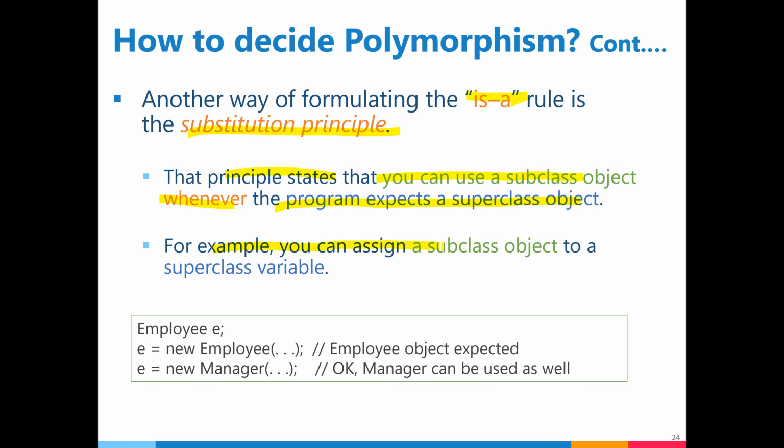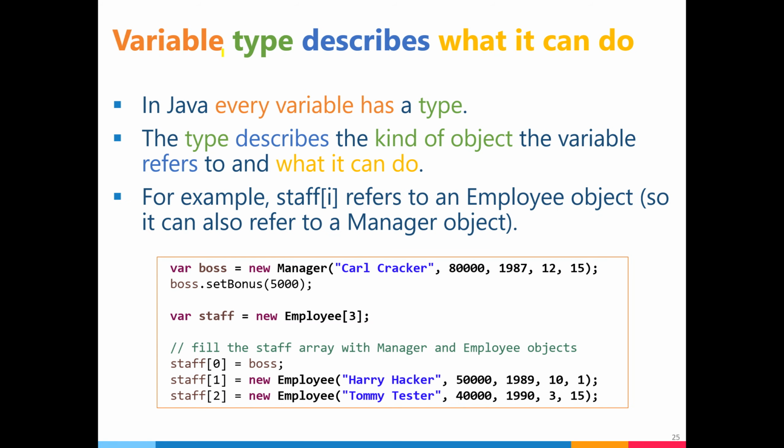So for example, you can assign a subclass object to a superclass variable. So this is an employee, which is the base class. We can say new employee. This is okay because employee is an employee. Employee, this is new manager, is okay because manager is an employee. So this is okay. Variable type describes what it can do.